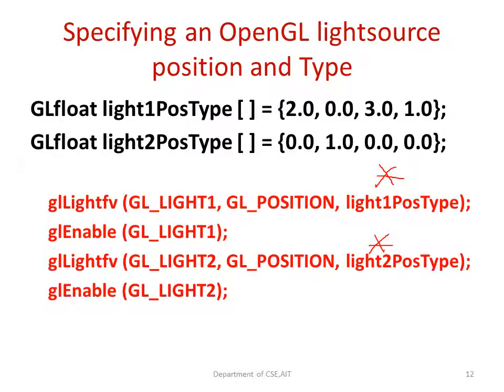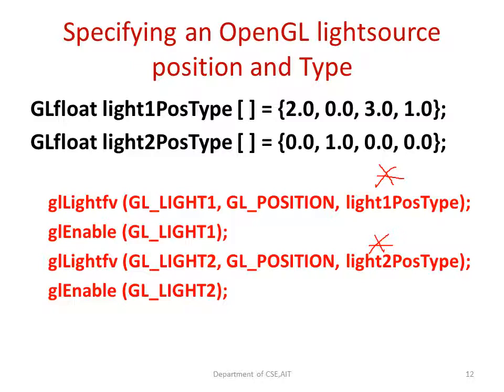Here we have the APIs written for 2 lights, that is light 1 and light 2. So to support this GL light FV, we need to have the arrays, that is light 1 position type and light 2 position type. In the first one, the light 1 position type array, we have 4 parameters. The first 3 parameters tell at which position that light will be present. And the 4th parameter will be either equal to 0 or equal to 1. If it is equal to 0, that means the light is very far. If it is equal to 1, that means the light is nearby. So we'll extend the same thing to the GL light FV.